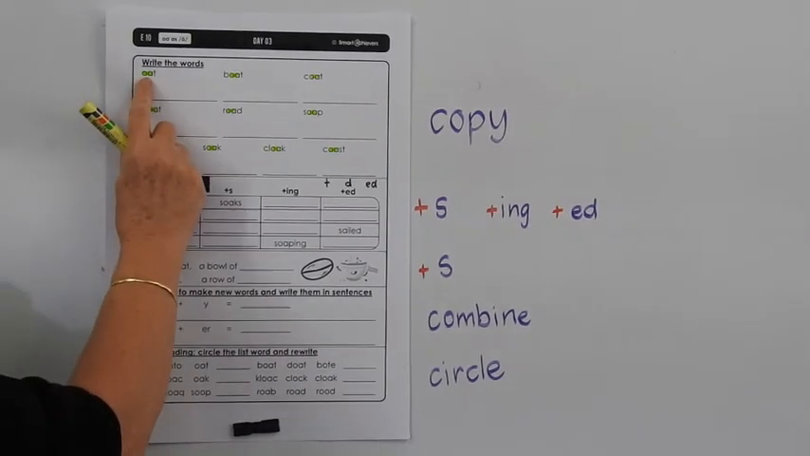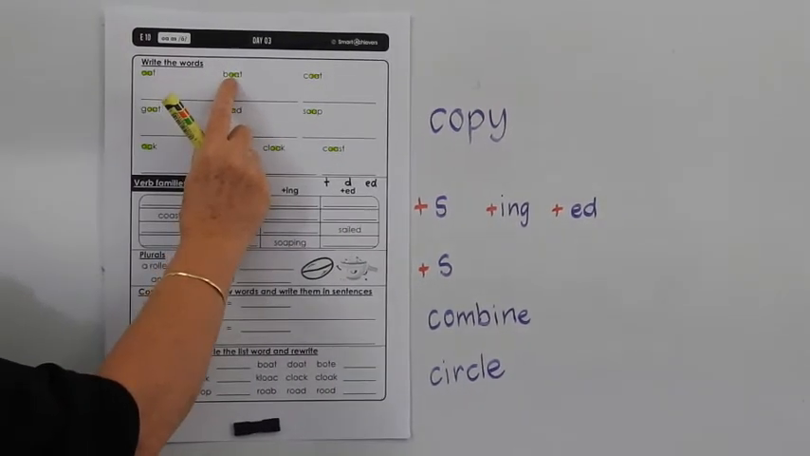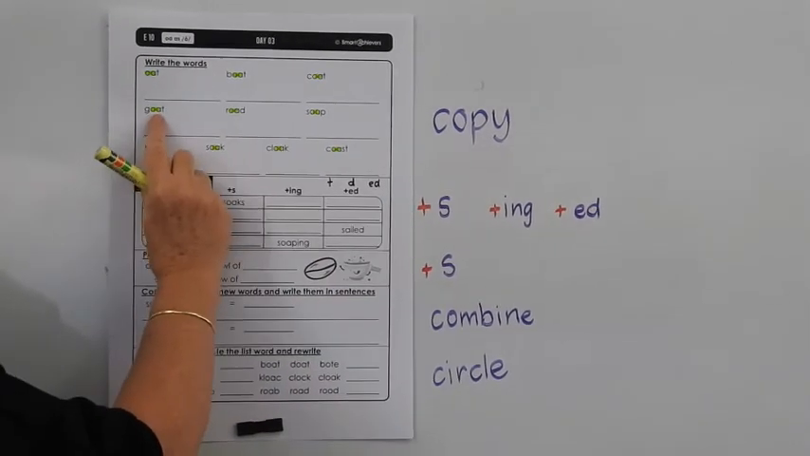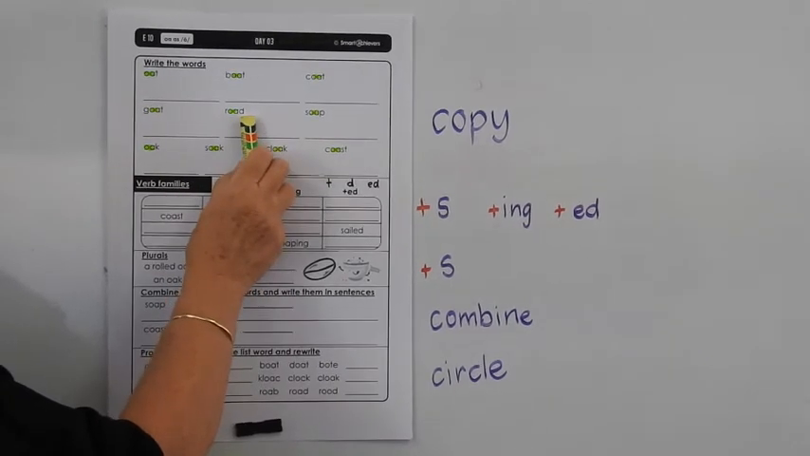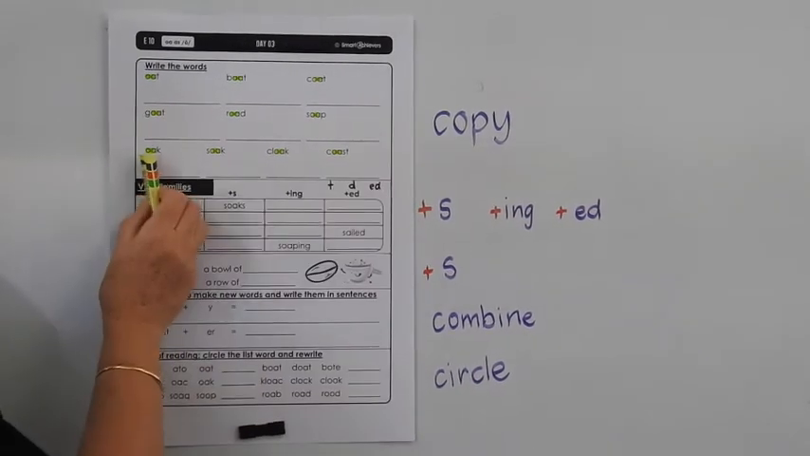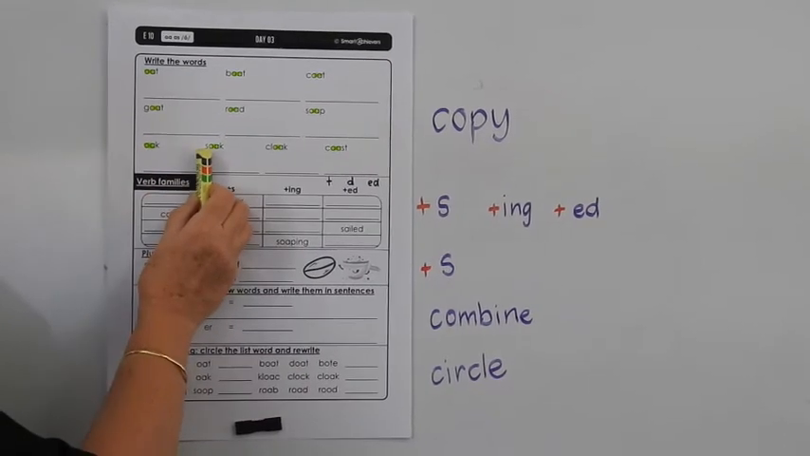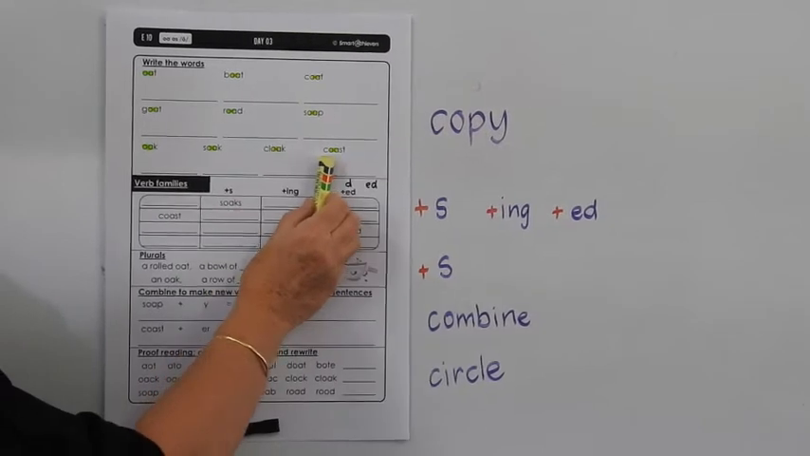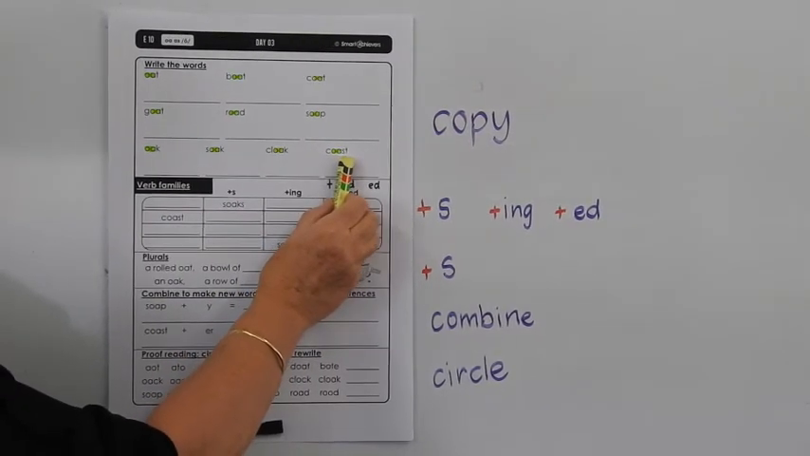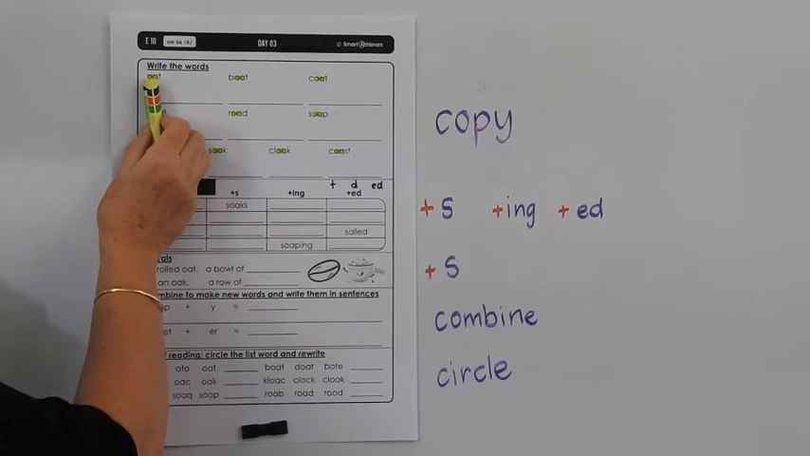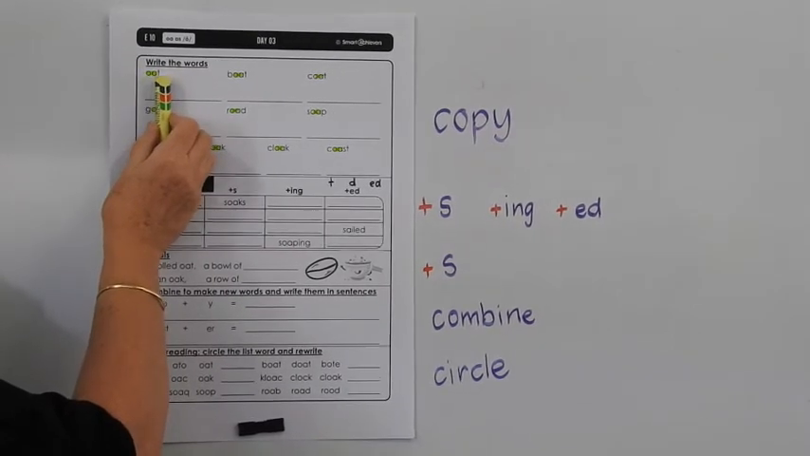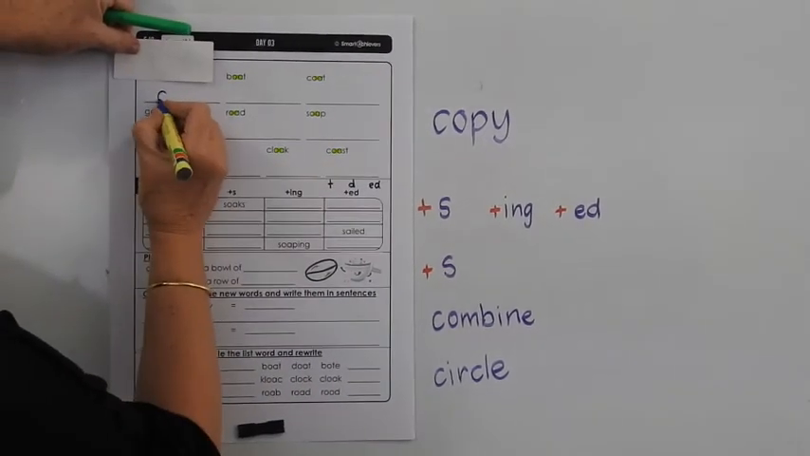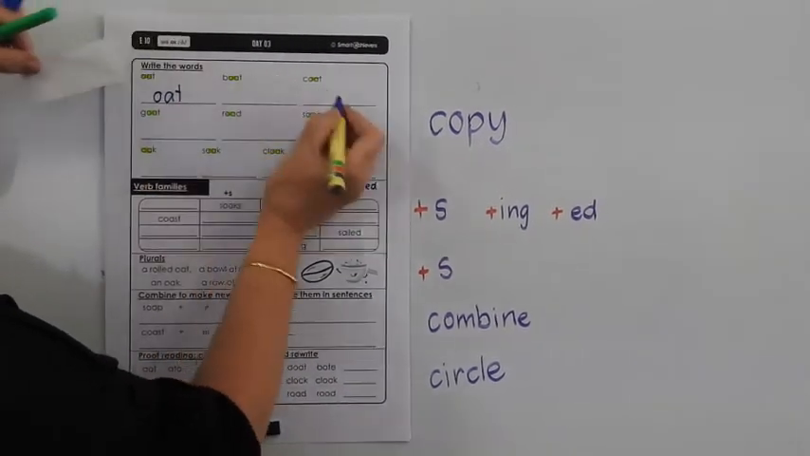So we've got oat, b-oat, boat, c-oat, coat, g-oat, goat, r-oad, road, s-oap, soap, oak, s-oak, soak, c-l-oak, cloak, c-oast, coast. Let's read it, sound it, spell it. Oat, O-A-T, cover it, and write it on the line. You can do the rest of those on your own.